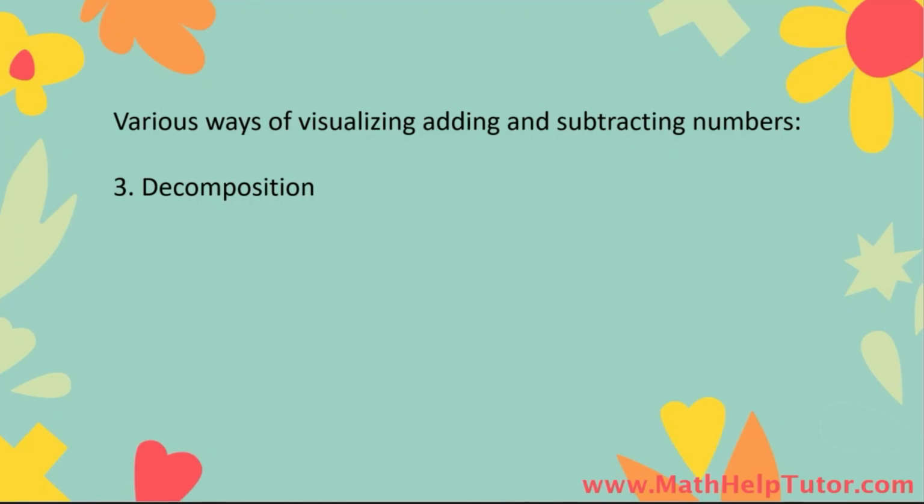So what do we do if we are going to use decomposition to add or subtract numbers? We basically have to decompose or separate each digit of a number into their values according to their place value. Let me give you an example. Say we want to add the numbers 350 to 126.